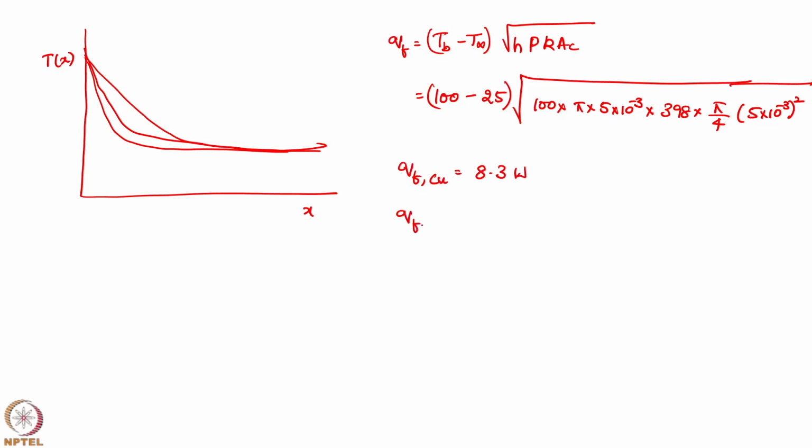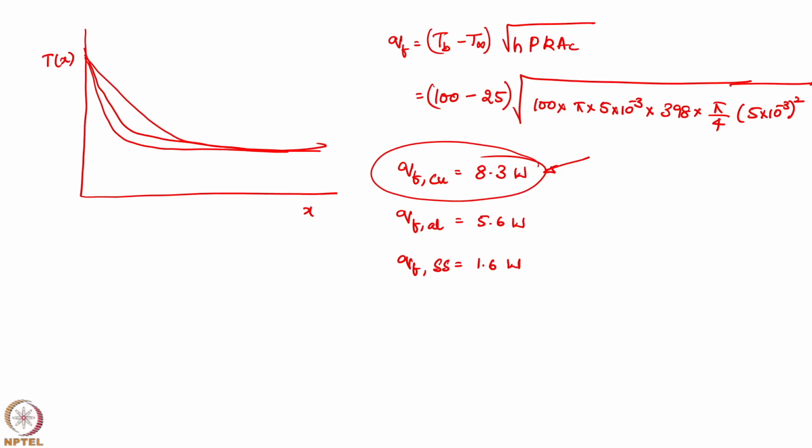Similarly, if you do for Q fin of aluminum, you get that as 5.6 watts, and Q fin of stainless steel you get 1.6 watts. So now you see, if you go for copper, you can dissipate maximum heat transfer, that is 8.3 watts, but of course you have to take little longer lengths. So now what should be the length you should take?